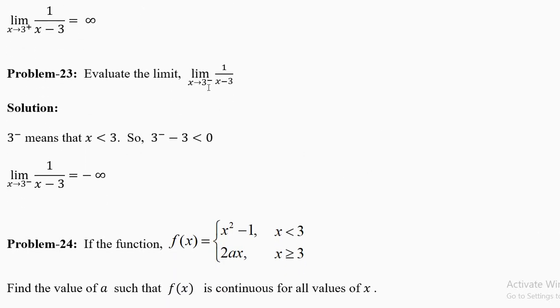Now here 3 minus means x is less than 3, 3 minus minus 3 is less than 0. So 1 divided by a small negative number is minus infinity.